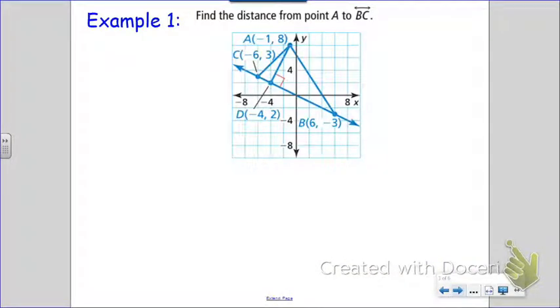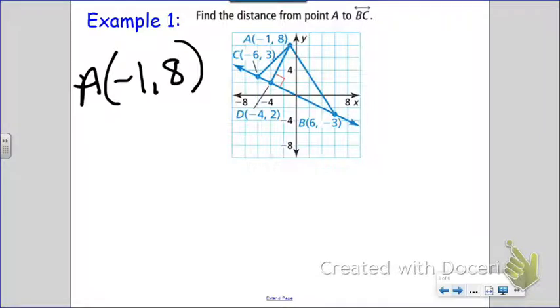Our first example is finding the distance from a point to a line. The shortest distance is always the line perpendicular from the point to a line. So we're going to simply use the distance formula and review it, from point A to point D. I'm going to use the coordinates of point A, which are (-1, 8), and the coordinates of point D, which are (-4, 2).